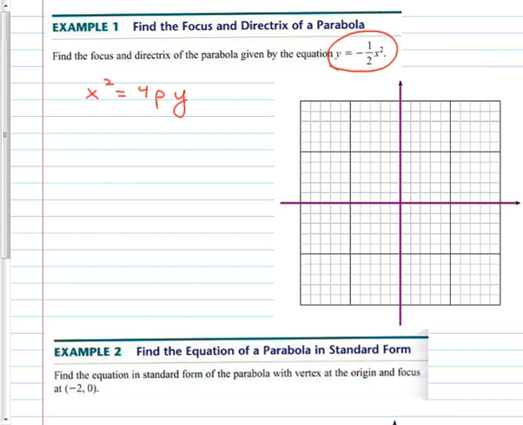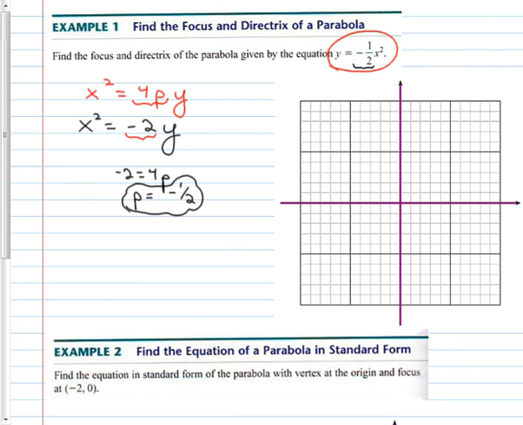So how would I get rid of this negative 1/2 x? Multiply by negative 2. And then my x squared would be by itself. Negative 2y. Just rearrange that by multiplying it by negative 2. Now I know that this negative 2 must equal the 4p. So I can figure out what p is. If negative 2 equals the 4p, because that's the position it's in, then p must have a value of, divide by 4, negative 2 over 4 is negative 1/2.